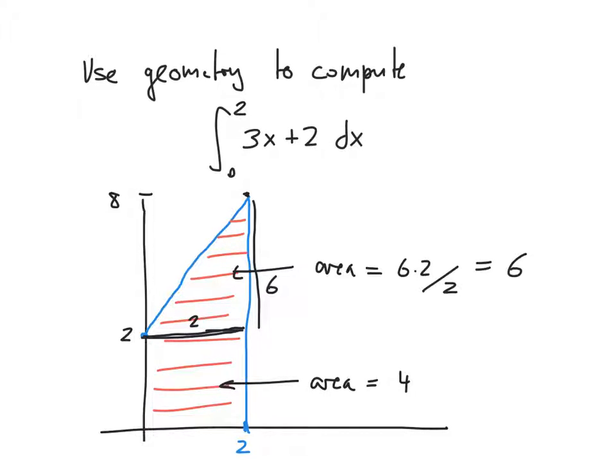So the total area then would be 6 plus 4, area of the triangle plus area of the square here. So the total area would be 10.